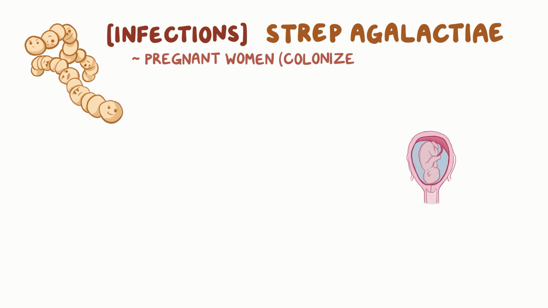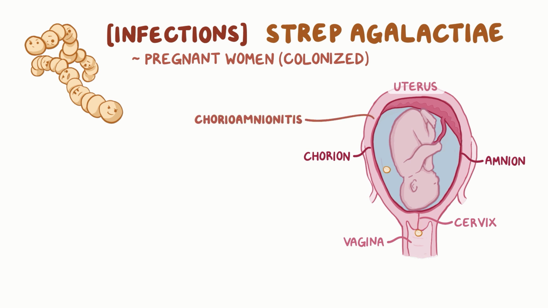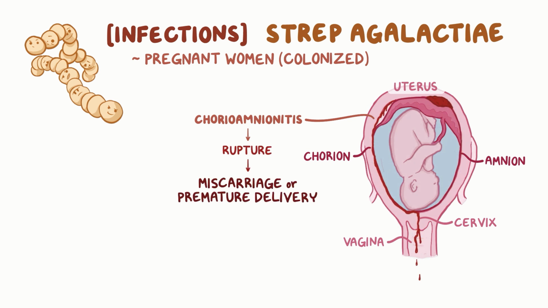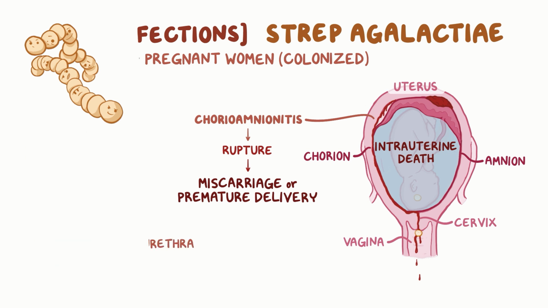In pregnant women who are colonized with Strep agalactiae, bacteria can ascend from the vagina through the cervix and get right into the uterus. From here, they can infect the fetal membranes, namely the chorion and amnion, causing chorioamnionitis. When this happens, these membranes can get damaged and then rupture before delivery time, resulting in a miscarriage or a premature delivery. Sometimes the infection can even spread to the fetus itself, causing intrauterine death. Alternatively, Strep agalactiae can get from the vagina on the perineum and make their way up the urethra, causing cystitis, which is the inflammation of the urinary bladder.